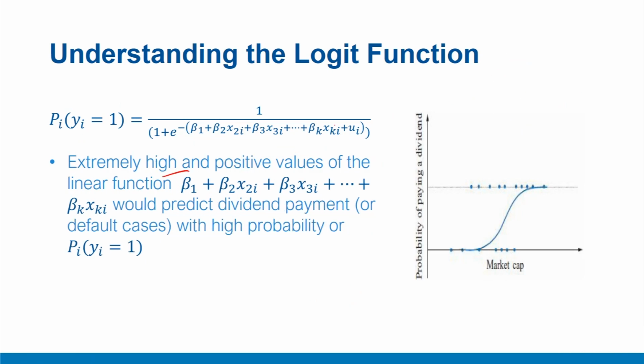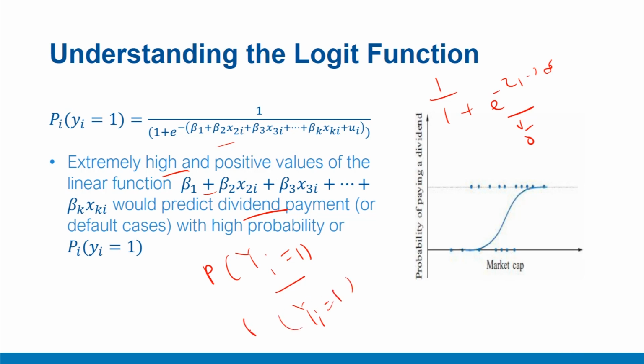Similarly, extremely high and positive values of zi, which means if zi is tending to positive infinity, then this expression will tend to 0 and the overall value will tend to 1, which indicates a high probability of dividend payment or default cases, which are of our interest. Remember, in our examples, the cases of interest were defaulters, classified as event y equal to 1, or payment of dividend, also classified as event y equal to 1. So there is a high probability of these events if the value of zi is very large.